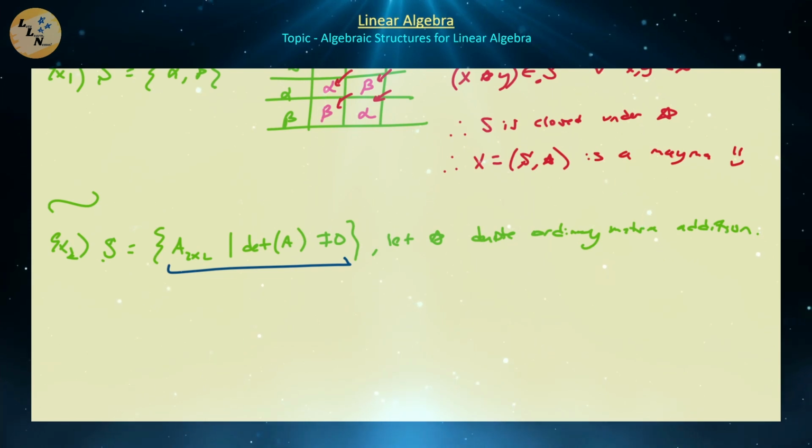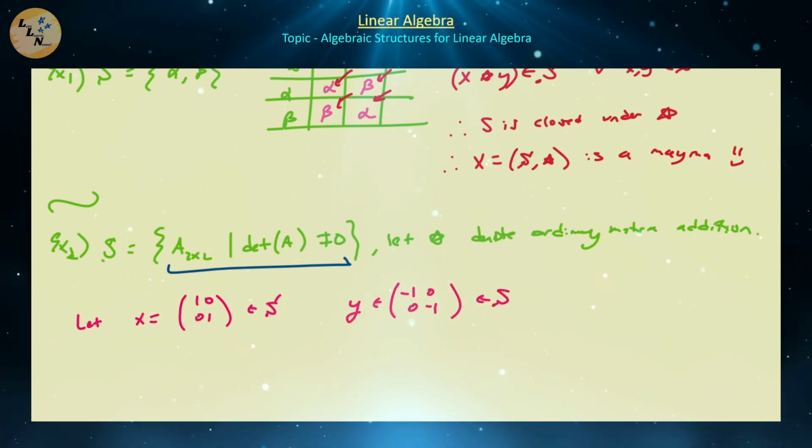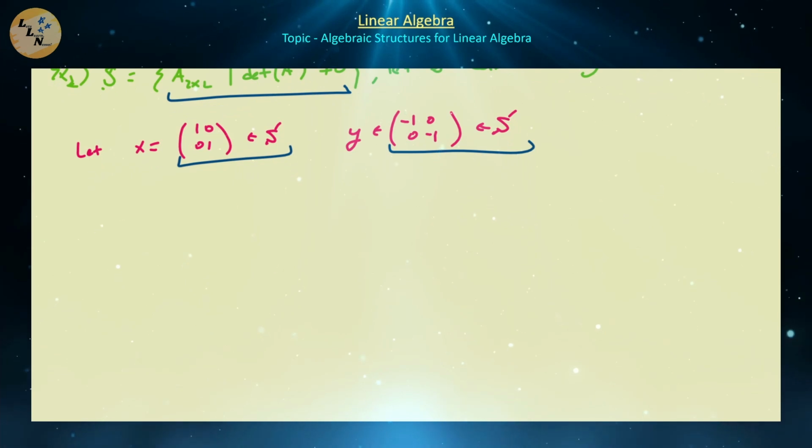So is it a magma? If we take any 2 by 2 invertible matrices and we add them together, will it also be an invertible matrix? Well, you should know that the answer is no. For example, let x be the element in S, 1, 0, 0, 1, which is obviously in S. And let's choose y to be the element negative 1, 0, 0, negative 1, which is also an element of S. Why are they elements of S? Because the determinants of each of these matrices are not equal to 0, hence they are invertible.